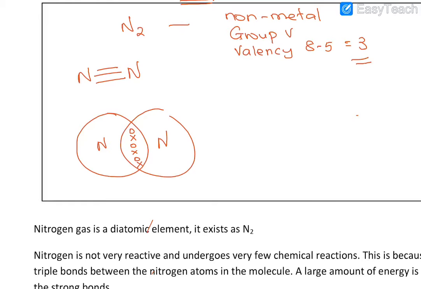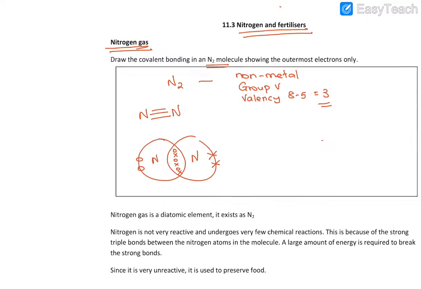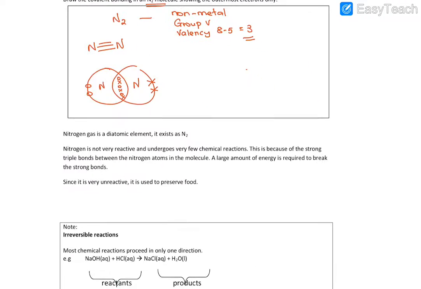And because nitrogen is in group 5, nitrogen will have 5 outermost electrons. So you're going to have 5 dots and 5 crosses. When we count, we have 1, 2, 3 dots, so we need to add 2 more. And we have 1, 2, 3 crosses, so we need to add 4 and 5. So this is the covalent bonding of nitrogen gas.